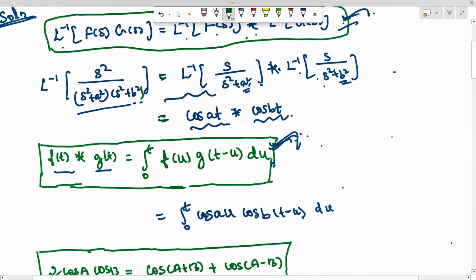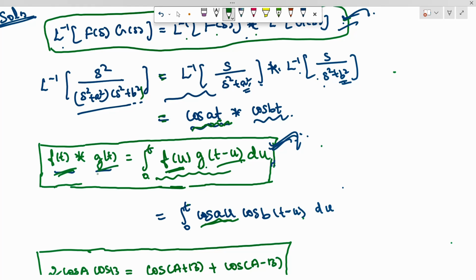Now we are going to apply the convolution theorem definition, f of t star g of t. Here cos at is like f of t, cos bt is like g of t. Cos at star cos bt equal to integral 0 to t. What is the right hand side term in the convolution definition? Integral 0 to t f of u. Left hand side f of t means right hand side we write f of u. Here cos at is like f of t; in the place of t, replace by u. Cos au, first term, right? Cos au. In the second term, g of t minus u.